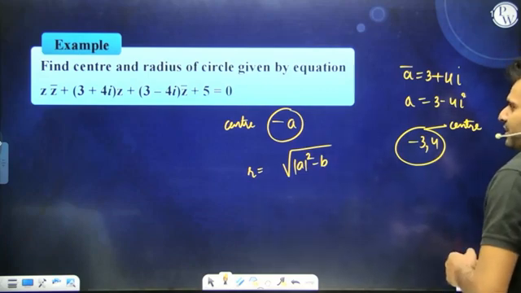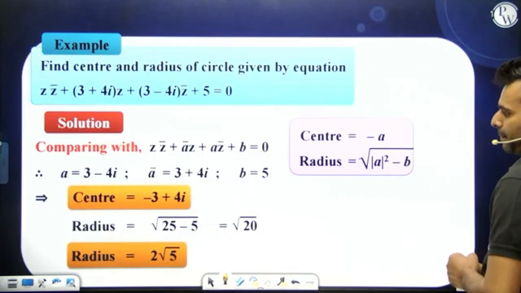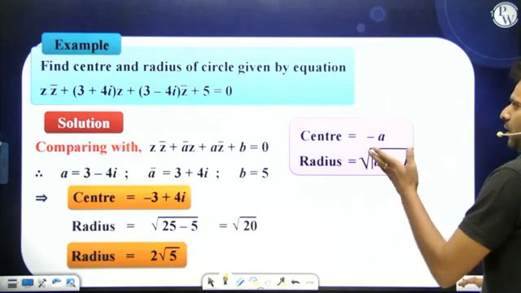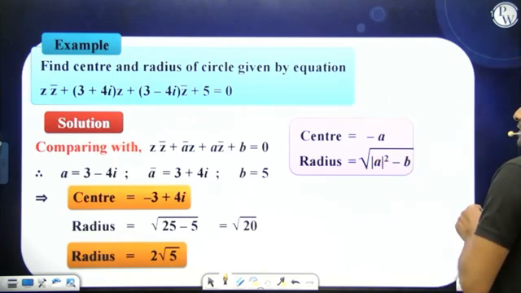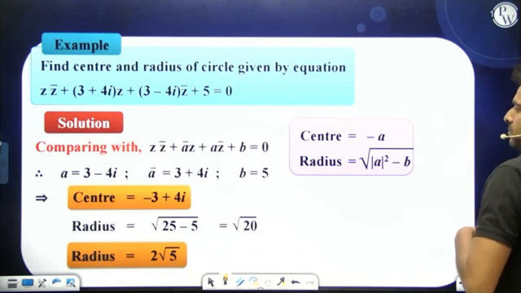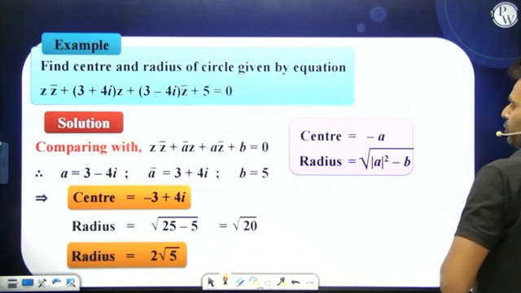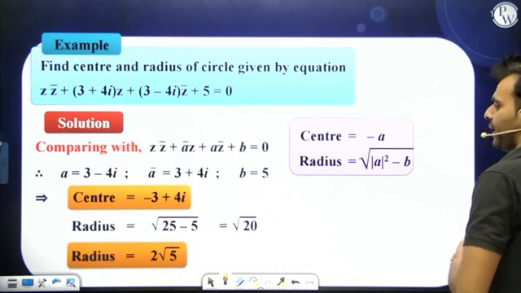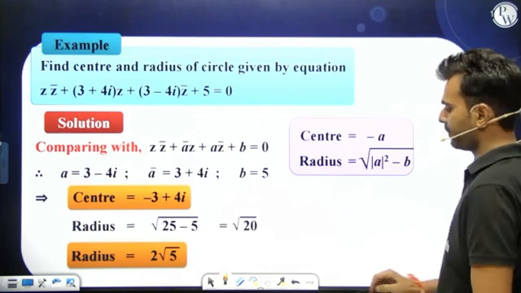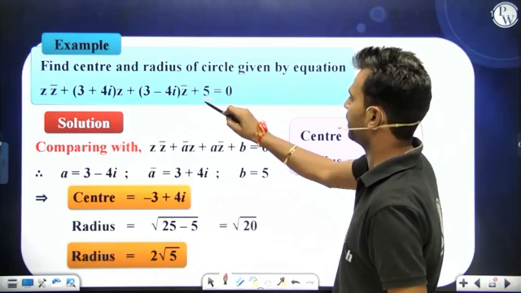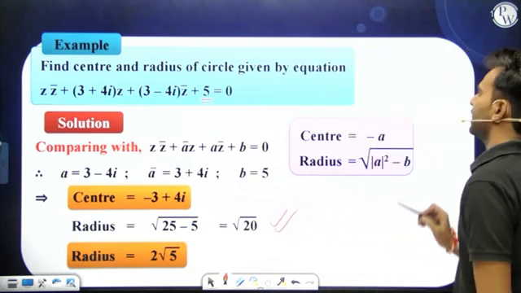5 minus 5. Is it a point circle? No. Mod of a square minus b. So mod of a square is going to be how much? Yes, 25. Sorry, 25 minus 5. Absolutely, b's value is 5, a real number. Right? I don't think there has to be any issue.